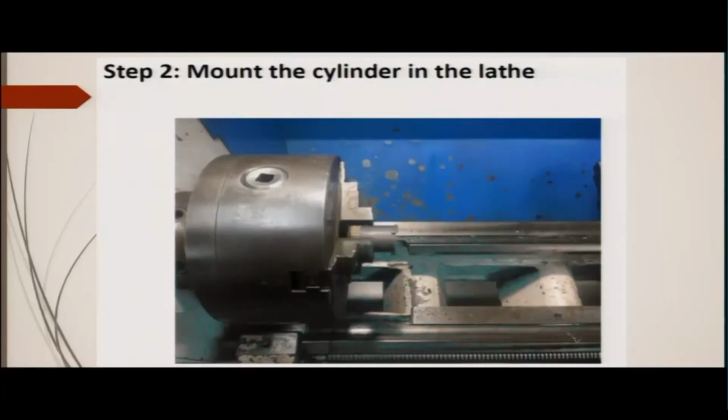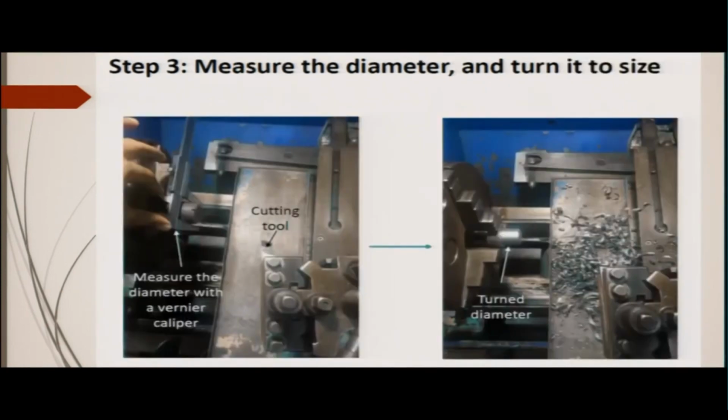You can see here this is mounted on the 3-jaw chuck, this is the cylinder, this is a blank. Here is the cutting tool that you can see. This cutting tool is on the tool post with the tool holder. Measure the diameter with the vernier caliper and then turn it according to the diameter which is required. While doing so, you have to finally measure with the help of the vernier again, to check whether the proper turning has been done.